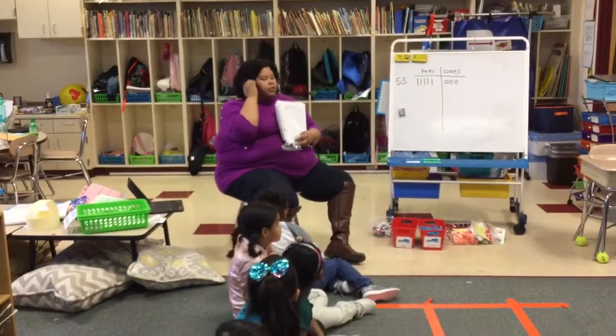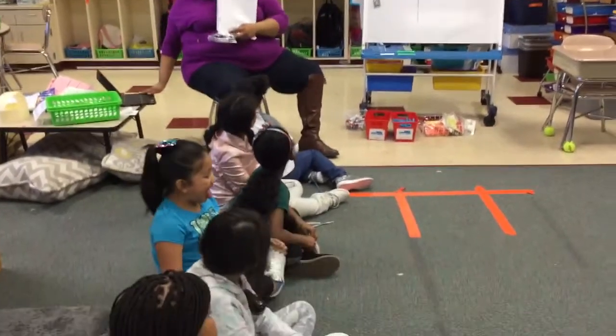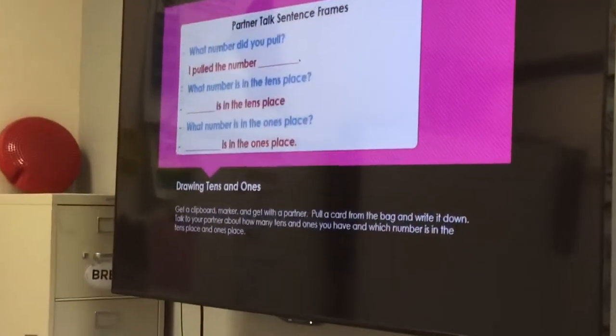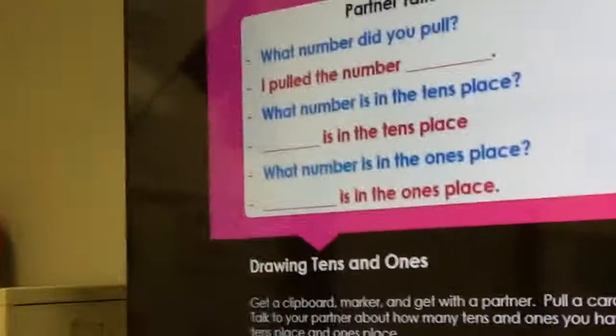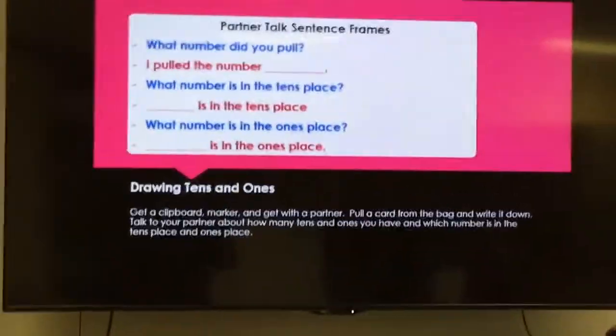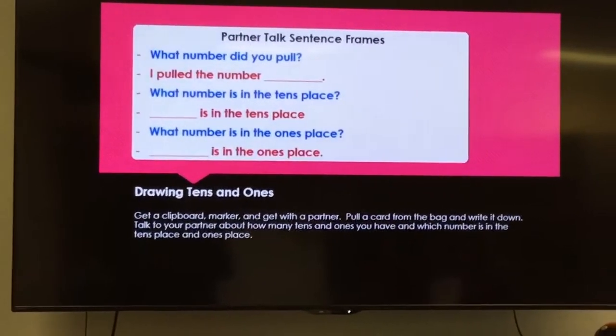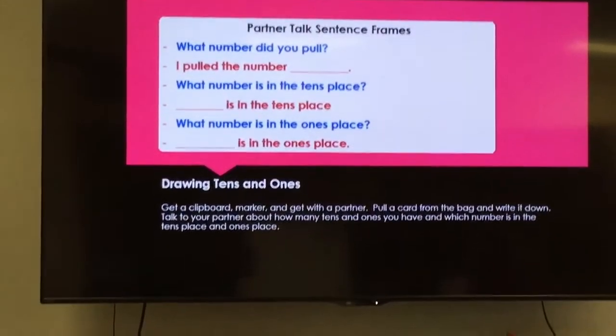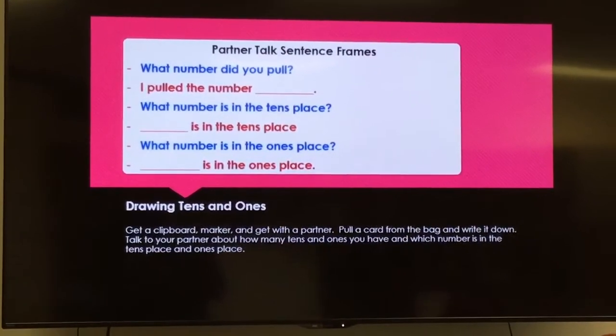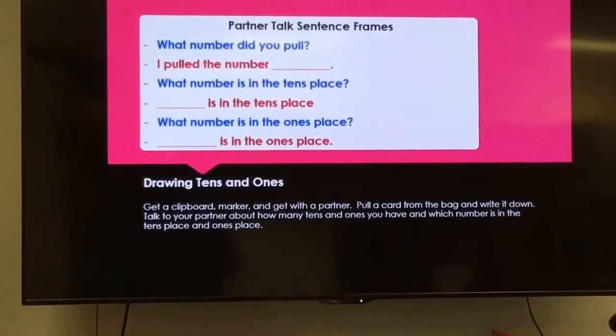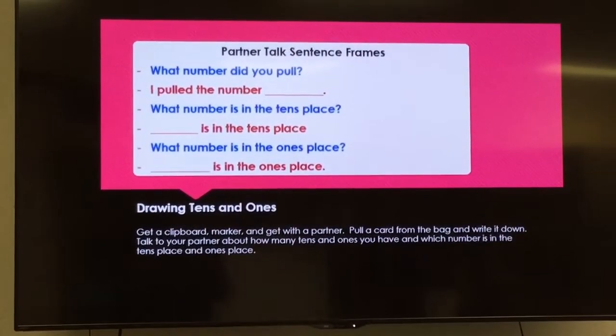As you're working with your partner, I'm going to come around and ask you some questions. While you're working, you are accountable for what you say. If you are the blue partner, here's what you're going to ask. What number did you pull? If I was red, I would say I pulled the number 80. That's what's on top.